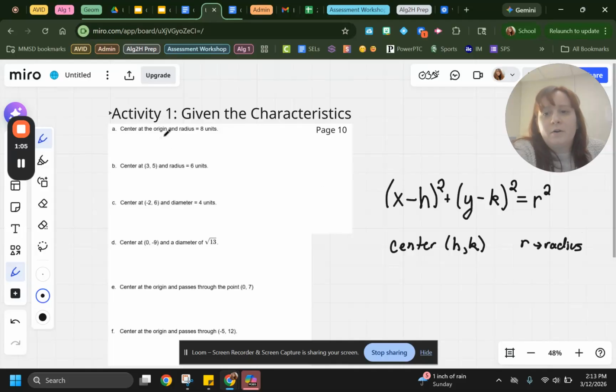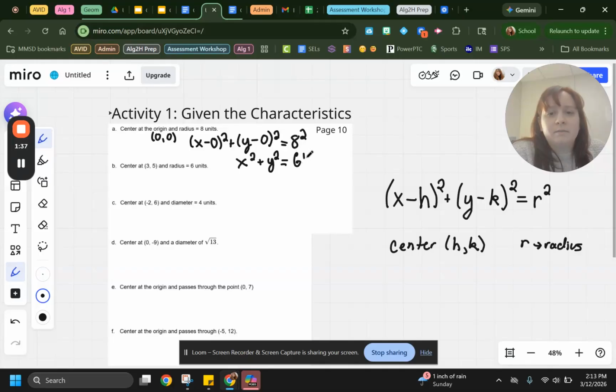Okay, so for this one, our center's at the origin, which means that we're at the point (0, 0). And so if I plugged everything in as is, I'd get (x minus 0) squared plus (y minus 0) squared equals 8 squared. Now you could leave it like this, or we know that 0, if I add or subtract that from anything, doesn't change it. So I would actually just be left with x squared plus y squared. And then I know what 8 squared is, that's 64. So you could just keep this part right here. That is our answer.